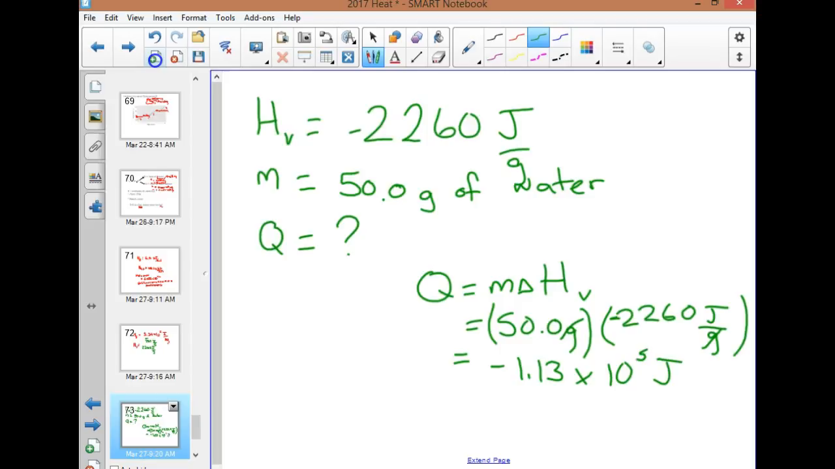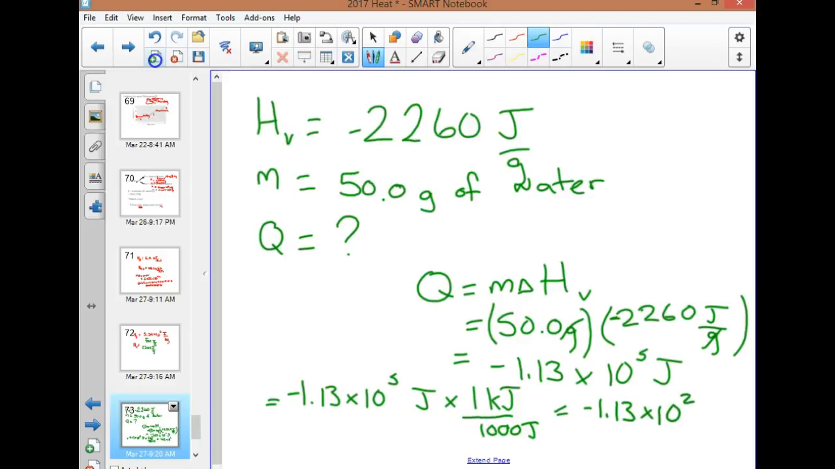You get 3 sig figs to work with, because you have 3 sig figs in both of the numbers that you started with. The other thing that you could do is you could change your answer into kilojoules. In 1 kilojoule, there is 1,000 joules, which means that you would have negative 1.13 times 10 exponent 2 kilojoules.